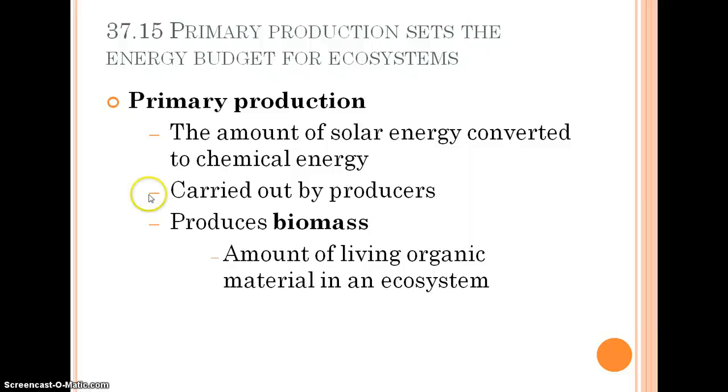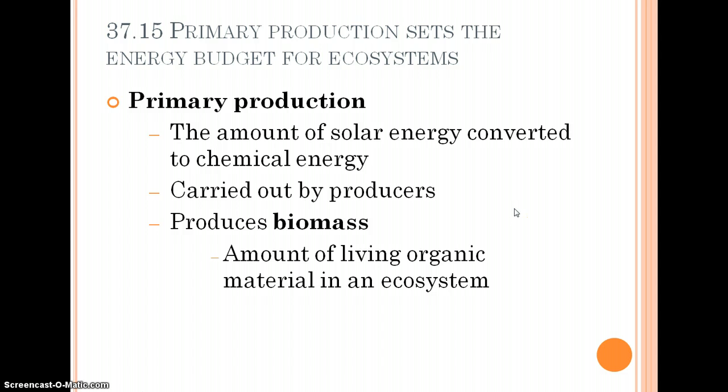Okay, so 37.15, primary producers. This is going to set the energy budget for ecosystems. Okay, so we have primary production, which is the amount of solar energy converted to chemical energy. Okay, so think about solar energy, the sun, actually taken in by the plants and converting it to chemical energy, or ATP, what they can use to perform functions. It's carried out only by producers, which, as we know now, are also called autotrophs.